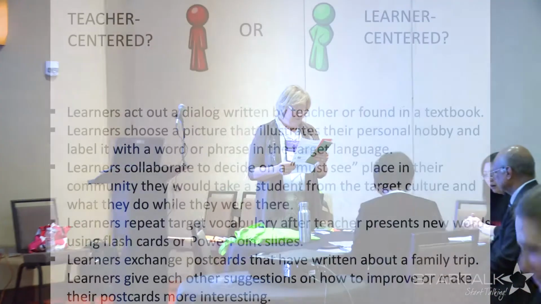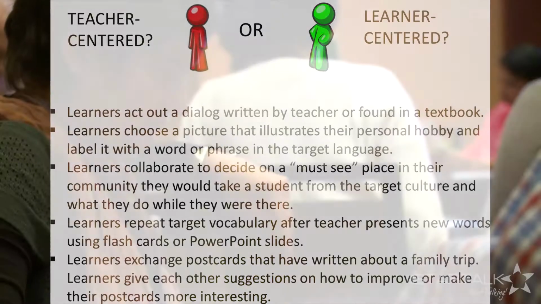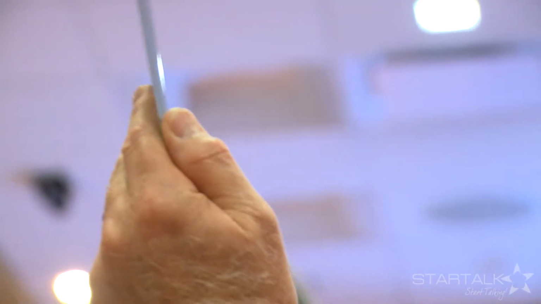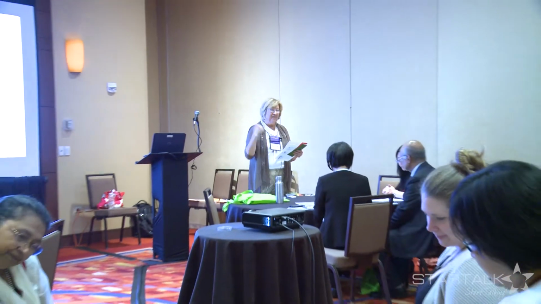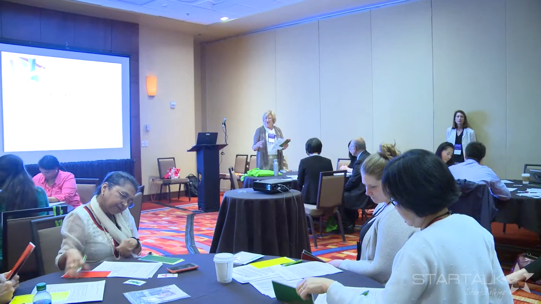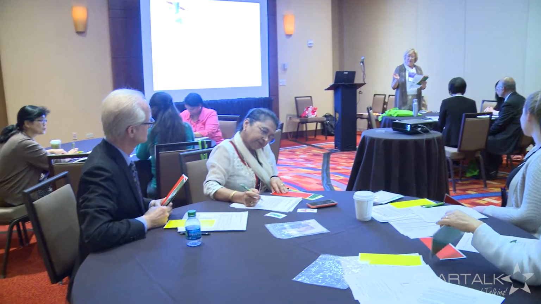Okay, the next one. Learners collaborate to decide on a must-see place in their community. They would take a student from the target culture and decide what they would do while they were there. Okay, everybody's there because again, it's personal choice. It's not an assigned place in the community that you must talk about. They're having a choice and also the activities they want to describe.